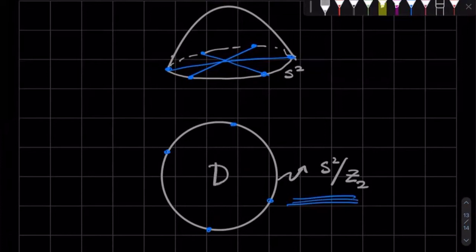I don't know what we want to call it, but this is not a simple disk. It's probably what is known as a projective disk or something like that. This is some version of RP. It has a name, but I forget. So the interior is not S2. The interior is the interior of D3.